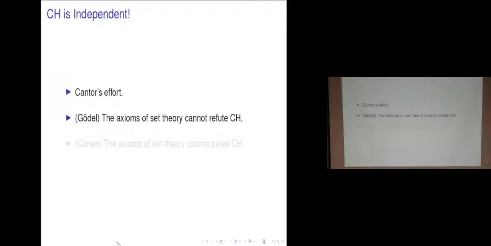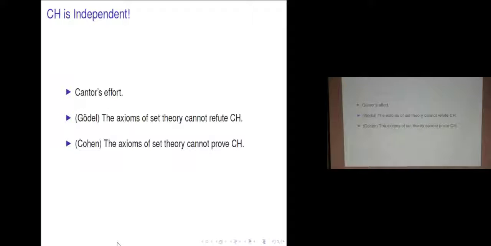The axioms of set theory, we mentioned them, right? It's called Zermelo-Fraenkel with choice, maybe. So Gödel showed that from set theory, you cannot refute it, that is, you cannot prove it's false. So from set theory, you cannot demonstrate that the continuum hypothesis is false. And then Paul Cohen showed, Gödel's result is from 1938, and Cohen's result is from 1963, that from set theory you cannot prove CH.